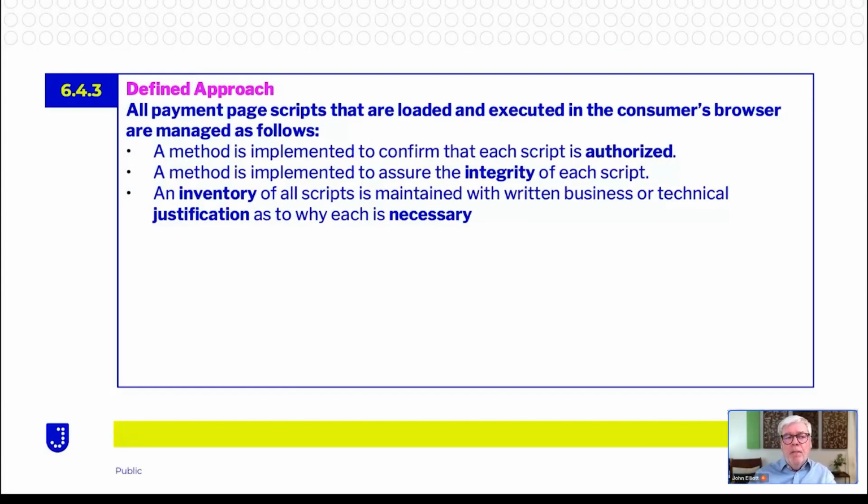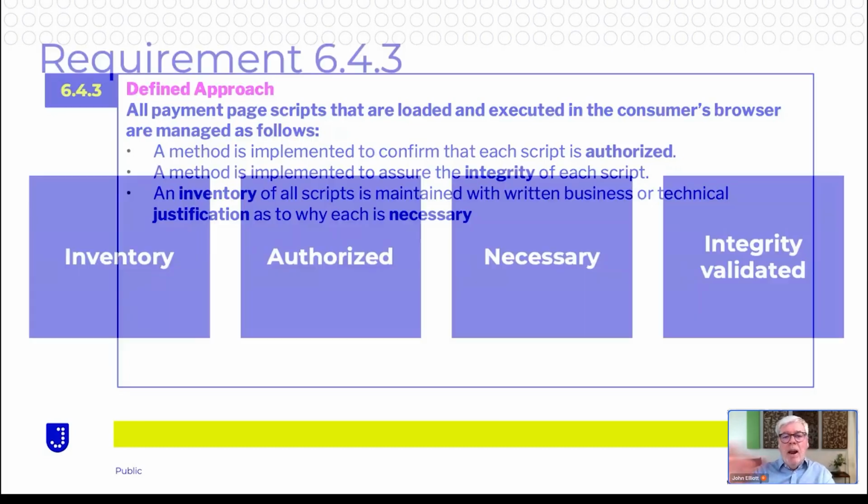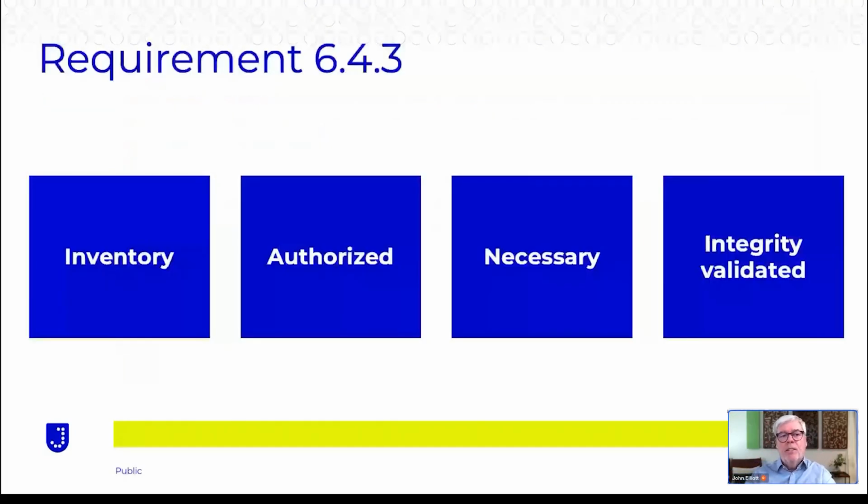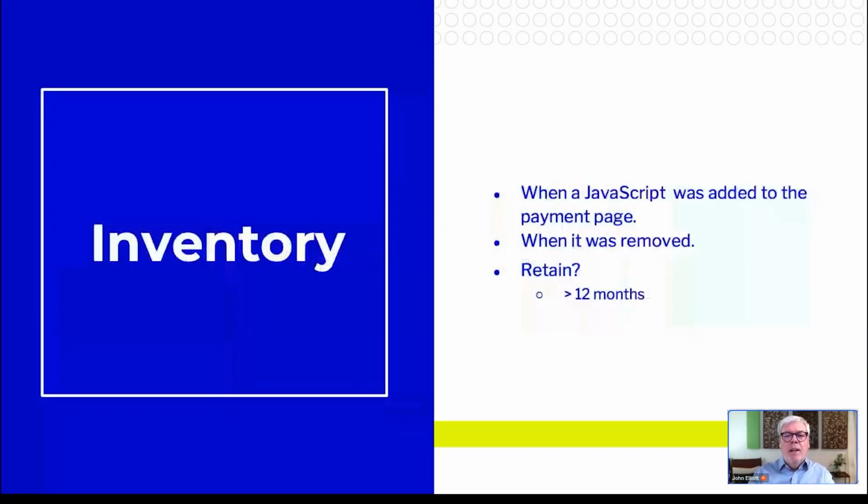And so 6.4.3 says basically that things need to be authorized, that there needs to be an inventory, there needs to be justification of why it's necessary, and integrity. I like to think of it as there's really 4 legs to 6.4.3. And this is a much clearer way of seeing the standard. So the first is you're required to have an inventory of all JavaScript that's running on the payment page, or in the case of an iframe, the parent page. So you need to record when it was added, when it changed, when it was removed, and your assessor will probably want to see it, so you probably need to retain that information for a year.